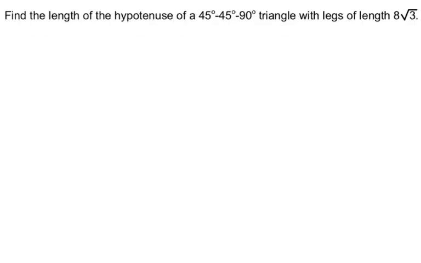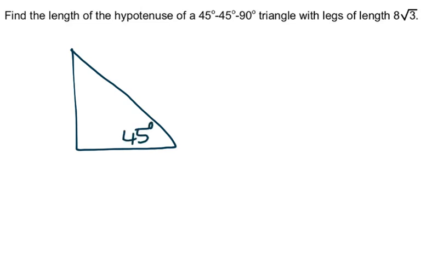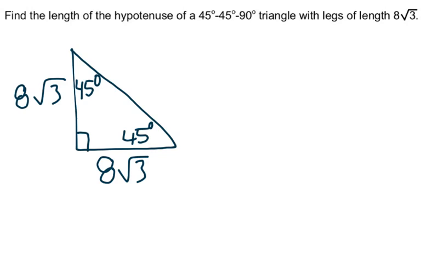Here it says find the length of the hypotenuse of a 45-45-90 triangle with legs of length 8 root 3. So we have some triangle here. It's a right triangle, and these are both 45 degrees. That's a right angle, and it says the leg has 8 root 3. That means the other leg will also be 8 root 3. Now, if you're trying to find the hypotenuse, let's call that h for hypotenuse.